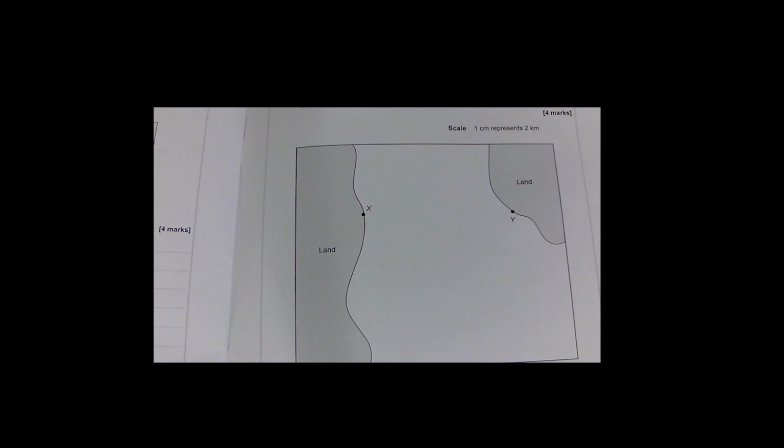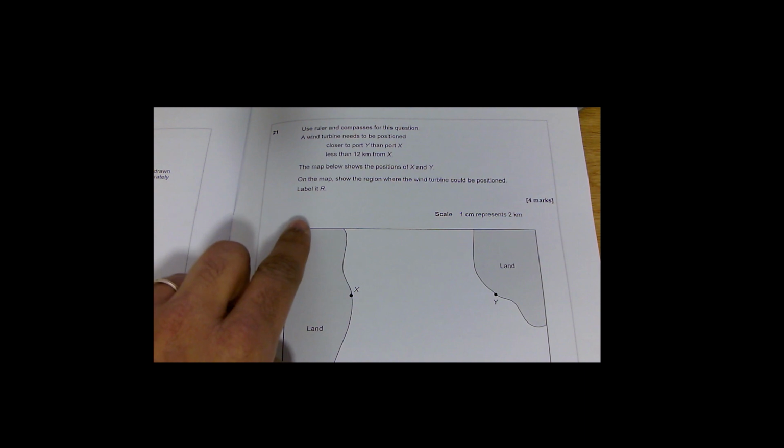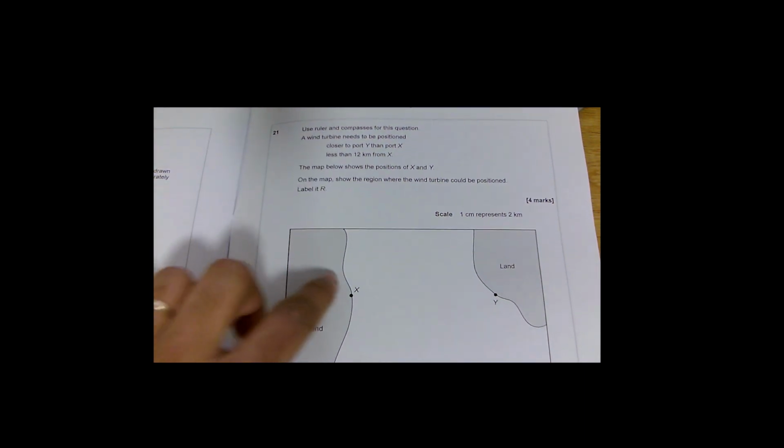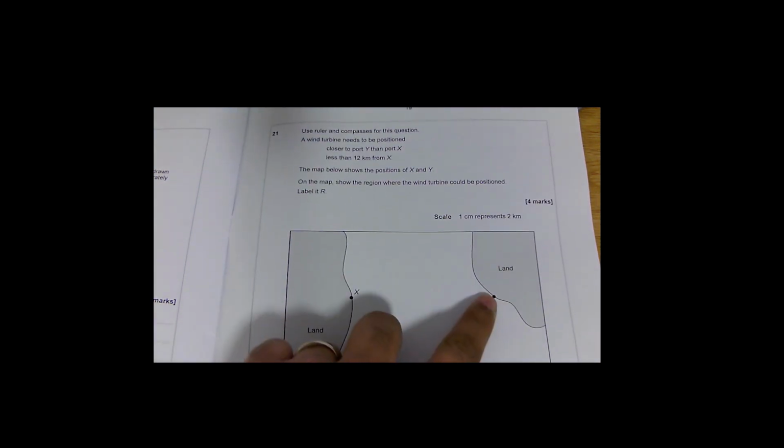Right, okay, so for this question, we need to place the wind turbine so that it is closer to y than to x. But it also needs to be within the 12 kilometer radius from x, okay? So within the 12 kilometer distance, it could be here, but it has to be within that distance. So we need to label the region where we can actually place the wind turbine.